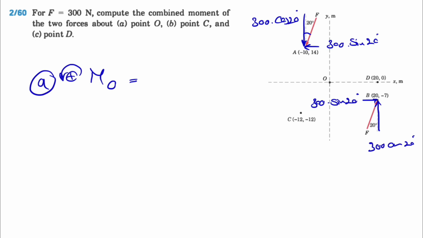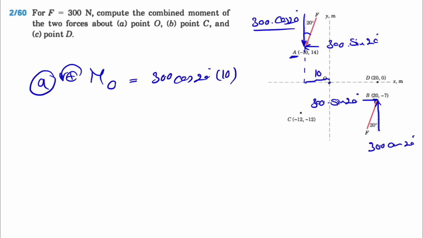Alright, now that we have our forces in X and Y direction, we just have to find the perpendicular distances to the point that we are finding the moment about. Let's start with the 300 cosine of 20 about point O. As we can see, this moment about point O is in this direction, so it is counterclockwise, so we have a positive moment, 300 cosine of 20 degrees, and this would be the line of action, and we are interested in this distance, which would be the X component of A, and it's basically 10, so we have 10.